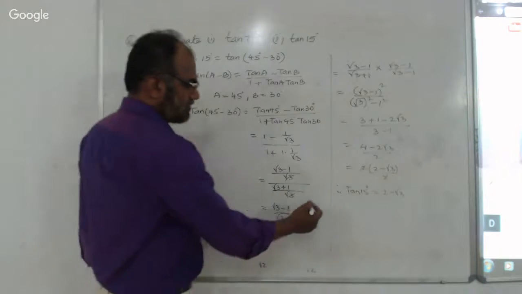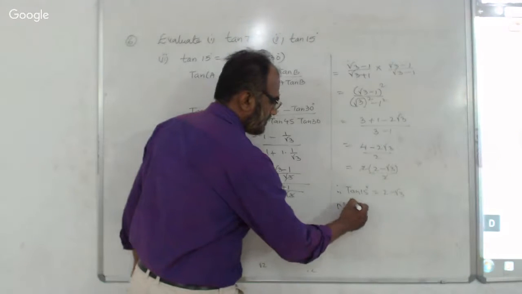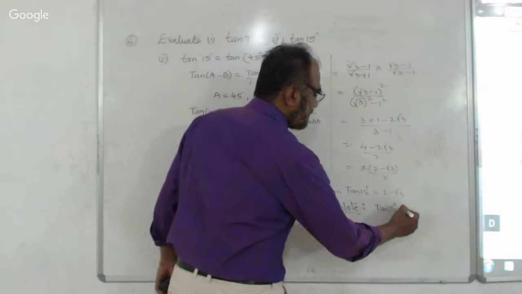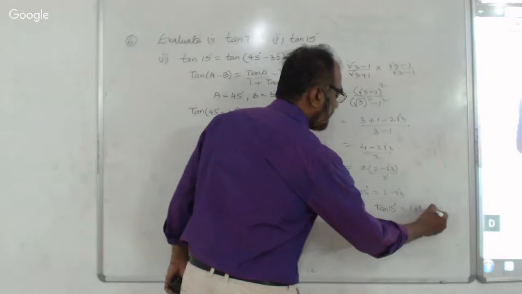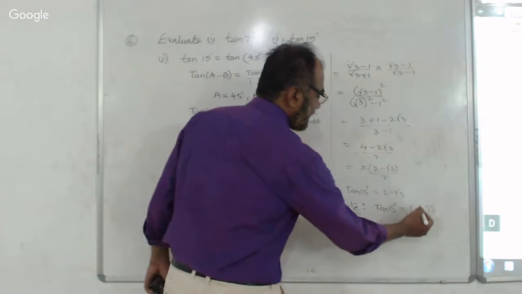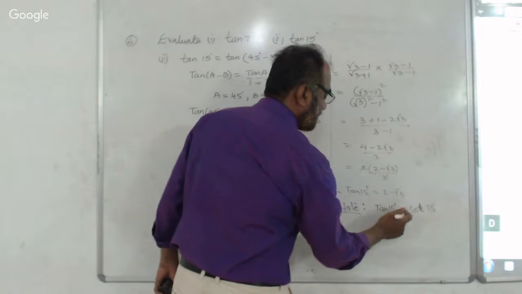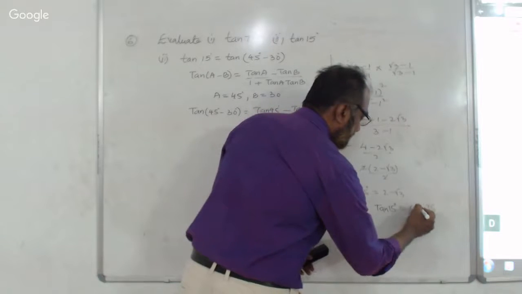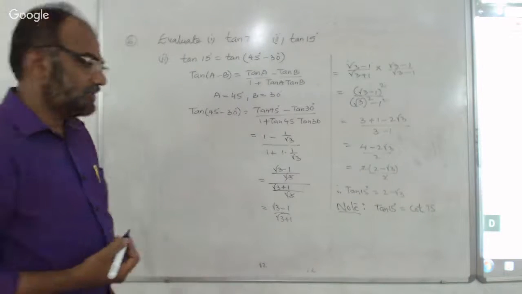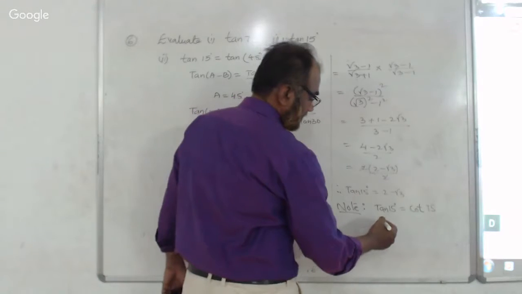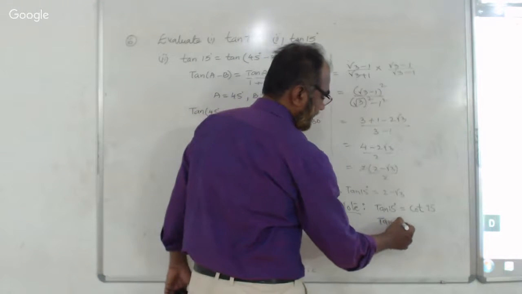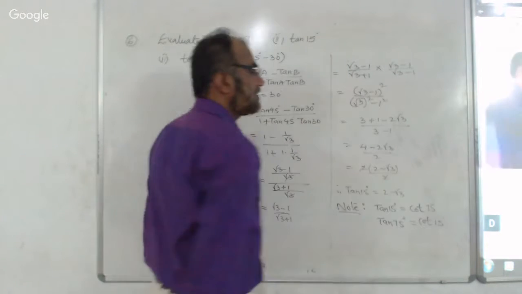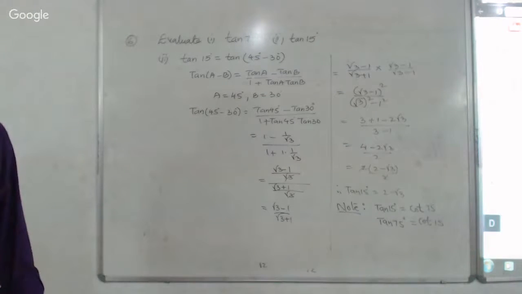Let's make a note now. Note: tan 15 will be the same as cot 75. Tan 15 and cot 75 both are equal, because again these two are supplementary angles. Same way, tan 75 will be the same as its complementary angle cot 15. Tan 75 and cot 15 both will be equal. Okay?